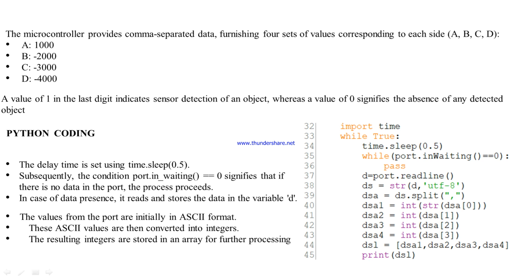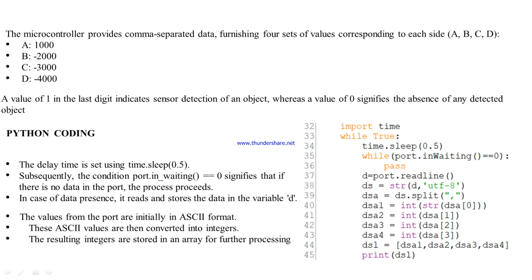In this line, D equal to port.readline, which means that if there is data in the port, it will be read line by line and stored in the variable D. As the data is stored in ASCII format, it should be converted into strings and stored in the variable DS. Using the split function, we split the data as comma separated data. The data in string format is further converted into integer format and stored in DSA1, and we are storing this data in an array.